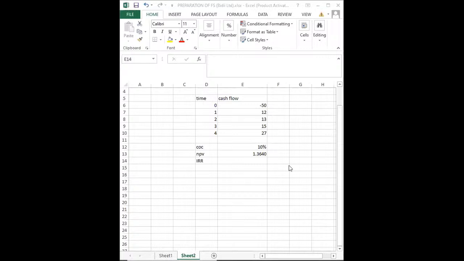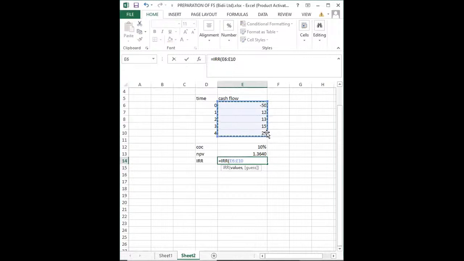So go to where you have IRR. So equals IRR. Okay, so double click that one. Double click inside. Great. So values now, take from negative 50. You highlight all the values because it's not telling you value 1, so up to 27, close bracket. Close bracket. Enter.